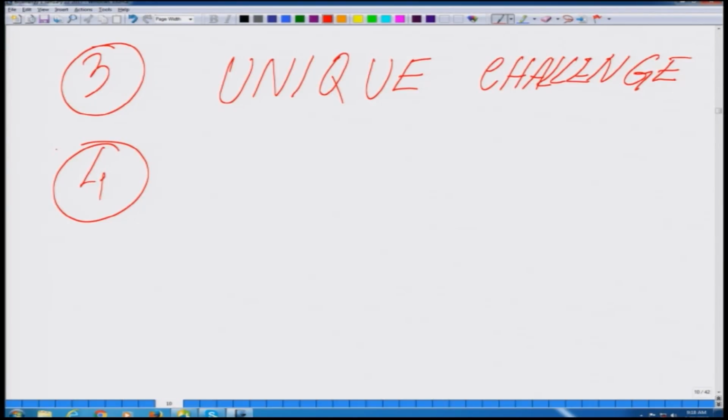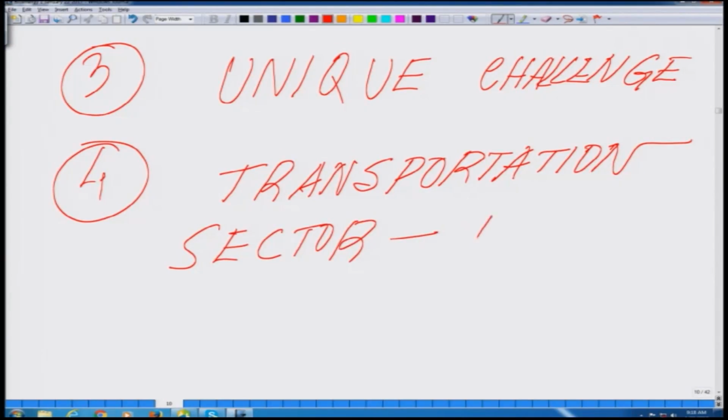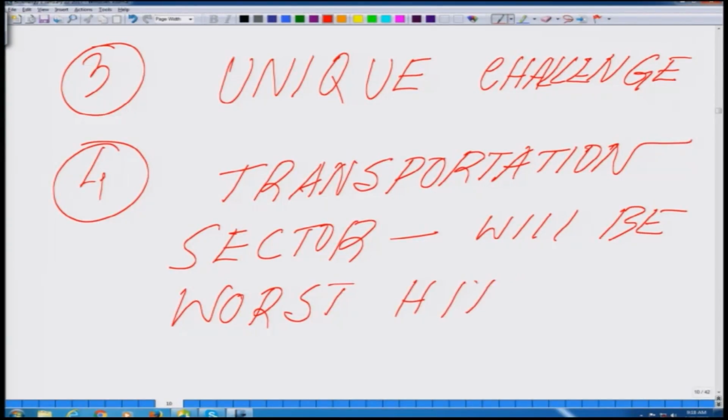So, where it is going to hit the most is the transportation sector, because this is one sector which is the lifeline for all our economic development. And you can always see that if you move through the highways, you will always see that it is the trucks which are carrying all the goods from one place to another.